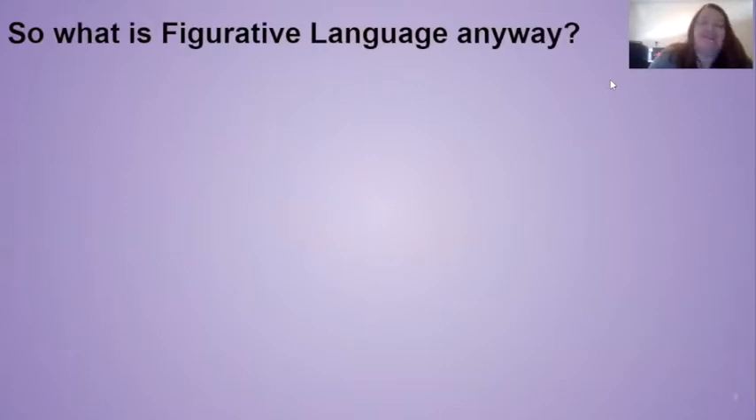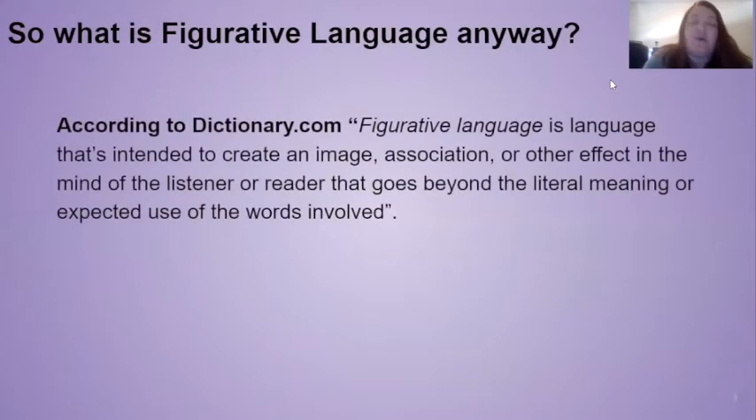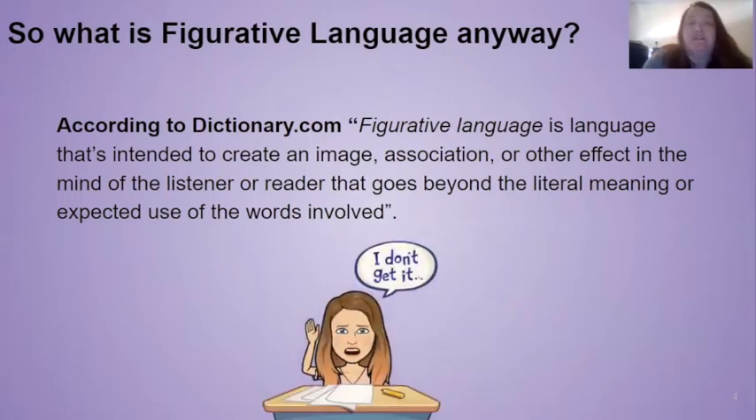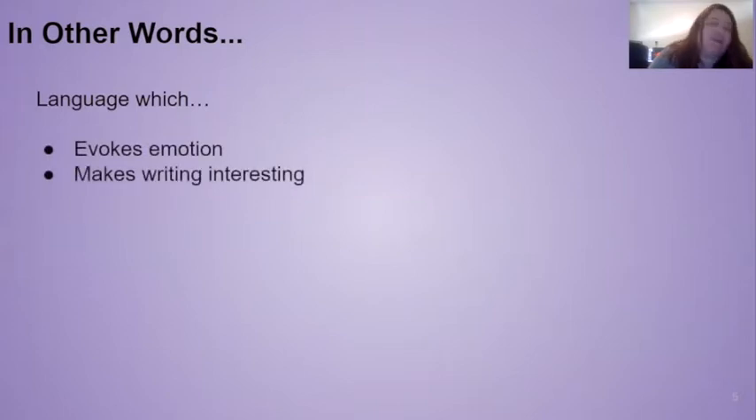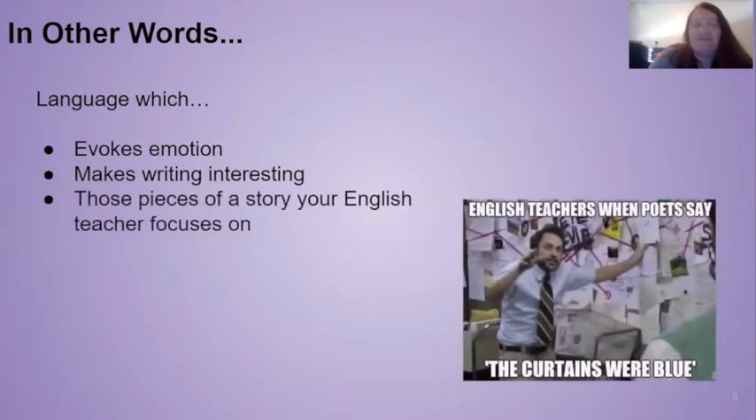So what is figurative language anyway? According to dictionary.com, figurative language is language that's intended to create an image, association, or other effect in the mind of the listener or reader that goes beyond the literal meaning or expected use of the words involved. And if you look like my little Bitmoji down there, don't worry, let's break this down. In other words, language which evokes emotion, makes writing interesting, those pieces of a story your English teacher focuses on.